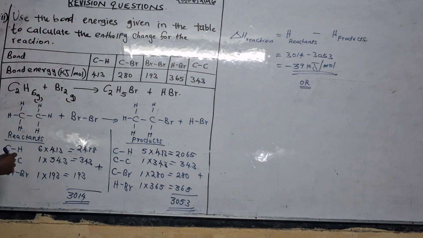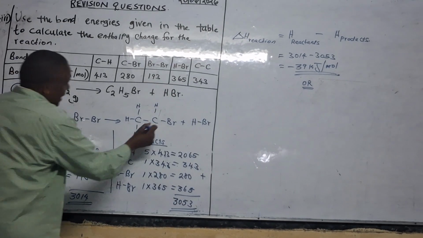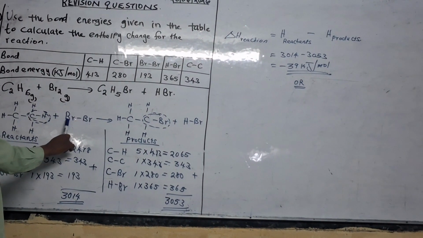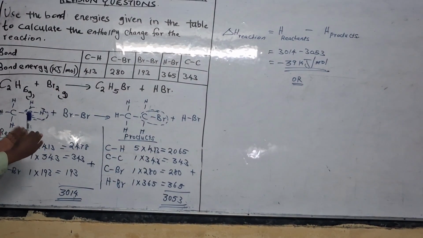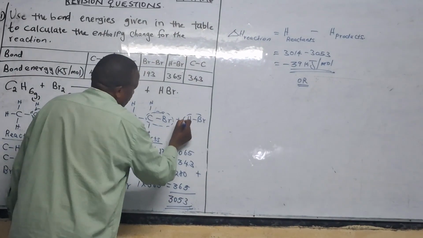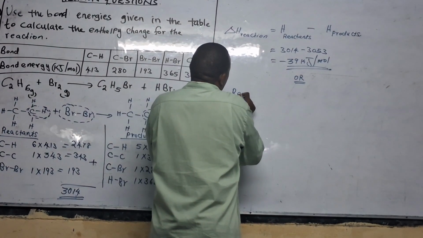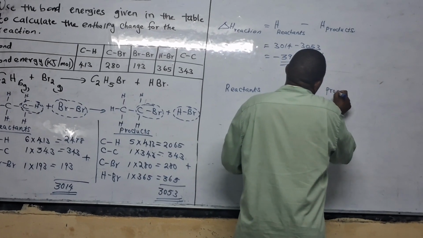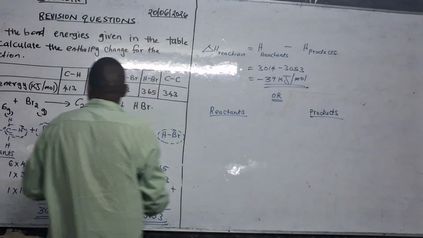There is a change here and here. Here we have bromine-bromine, and here we have hydrogen-bromine. Are they the same? No, there is still a change. So this is another side whereby there is a change in the reaction. So we'll come here and say which reactants have undergone a change and which products have undergone a change. We only deal with the bonds which have undergone a change.